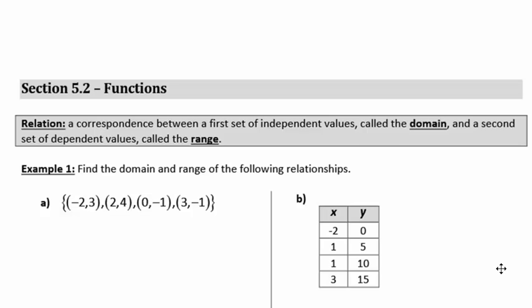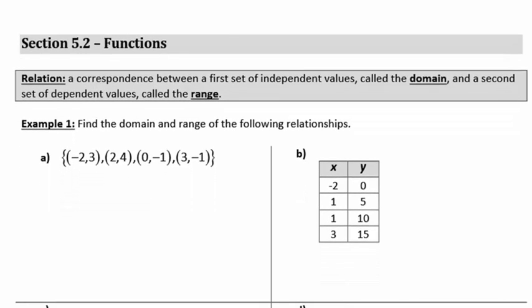Section 5.2 is on functions, and our first definition is that a relation is a correspondence between a set of independent values called the domain and a set of dependent values called the range. We know that in any set of ordered pairs, the independent values are going to be our x values, and the dependent values are going to be our y values.